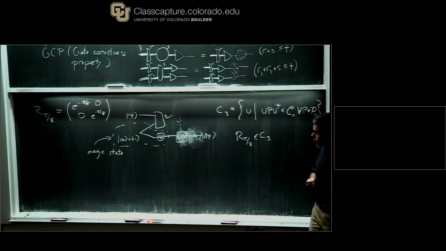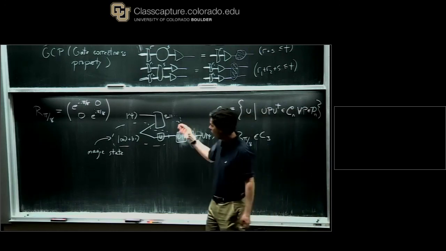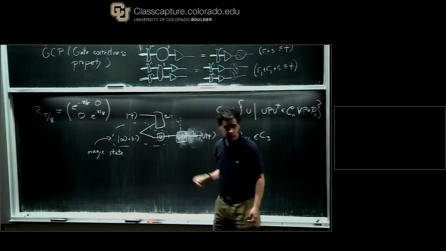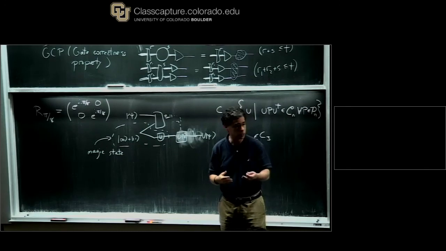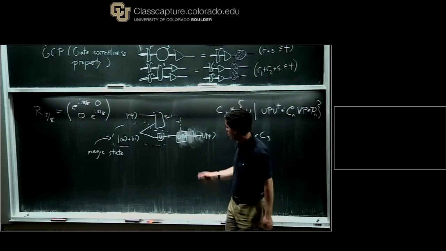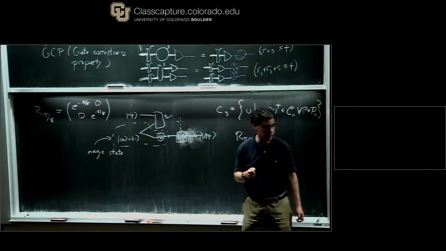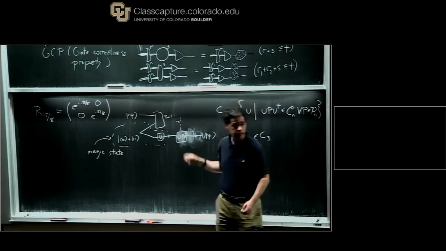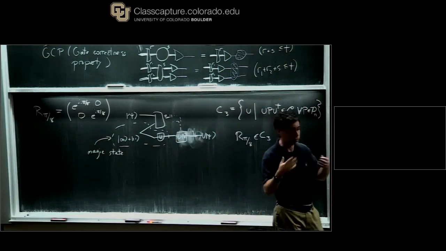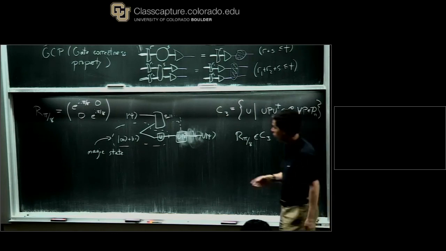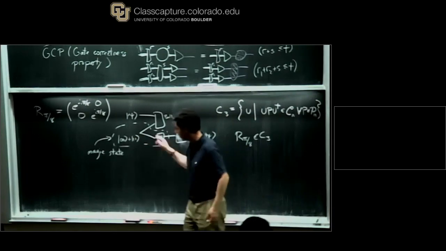Okay? So how does this apply to fault tolerance? Well, we know how to fault tolerantly do a Bell measurement, right? That involves some Clifford group gates and some measurements. We know how to fault tolerantly do Clifford group gates. So suppose each of these lines is now a logical qubit, right? And we create the logical magic state.